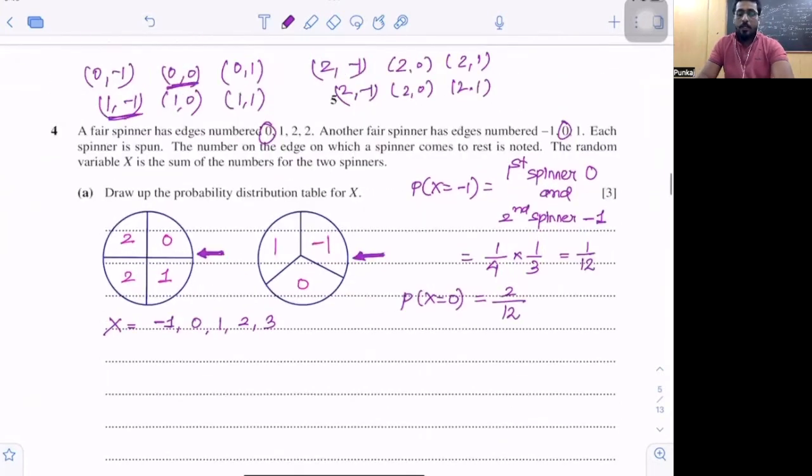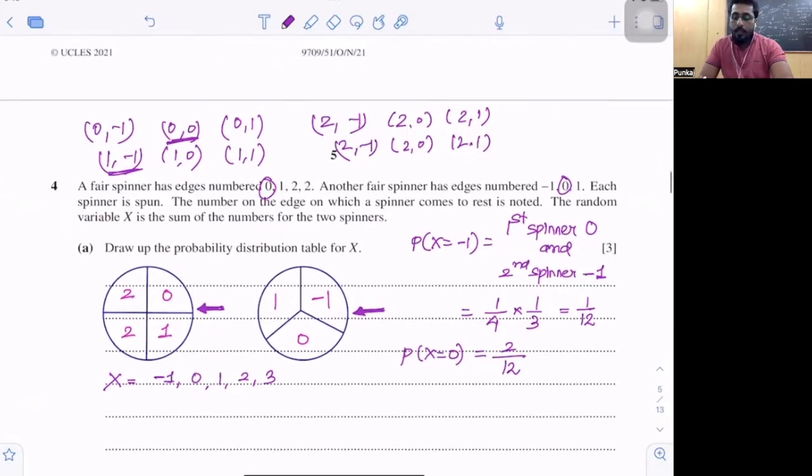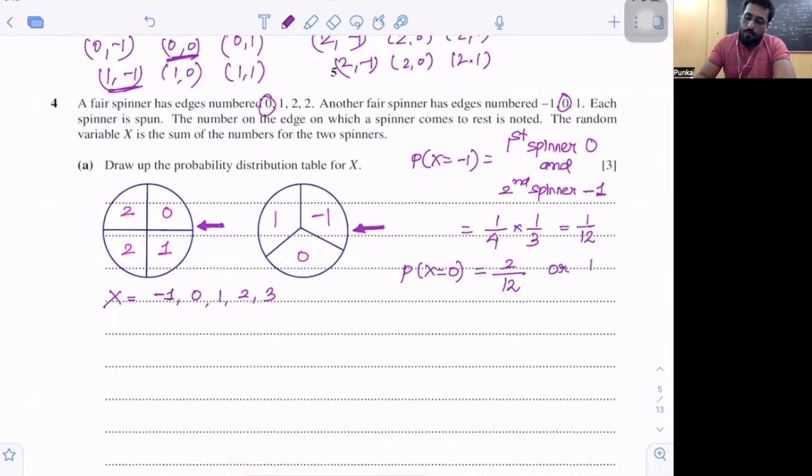Or students, to get x equal to 0 from the first spinner, you might get a 0, and from the second spinner, you should be getting another 0. So that's 1/4 into 1/3. From the first spinner, you get a 0; from the second spinner, you also get a 0. 1/4 is the probability of getting a 0 in the first spinner, and 1/3 is the probability of getting a 0 from the second spinner.